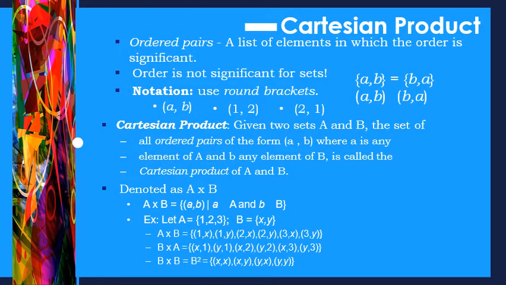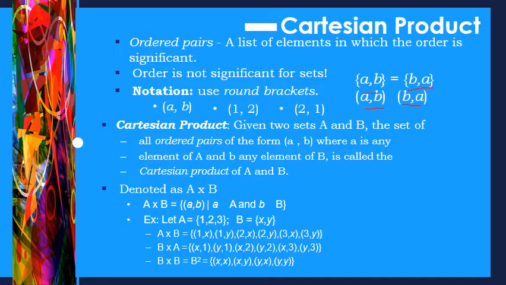Okay, this time we have the Cartesian product. Let us recall ordered pairs: a list of elements in which the order is significant. Take note of how we write the ordered pair. If you have a set, the order does not matter, so for example {A, B} is equal to {B, A}. But if we are talking about ordered pairs, (A, B) is not equal to (B, A). Take note of that always.